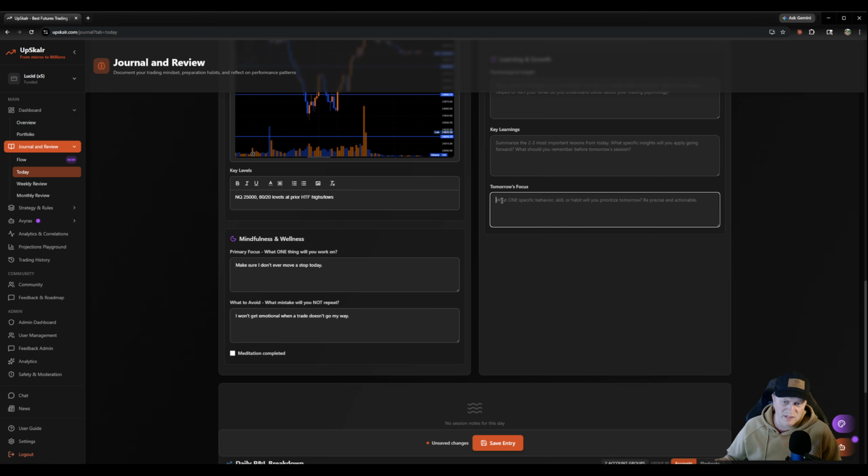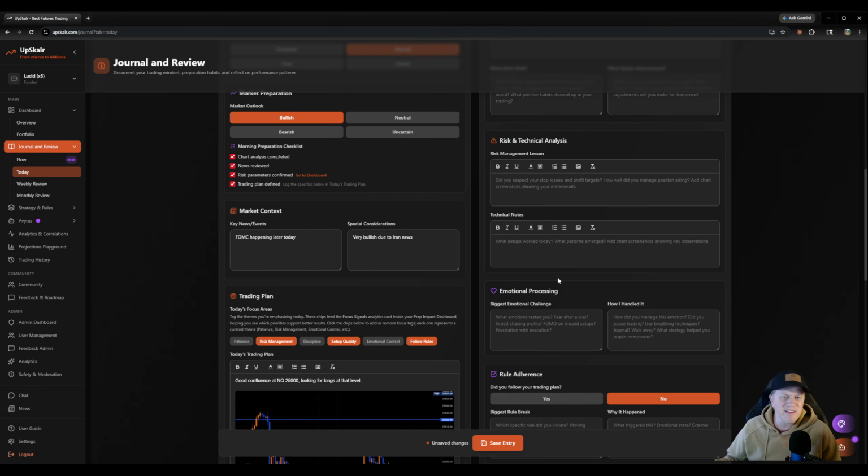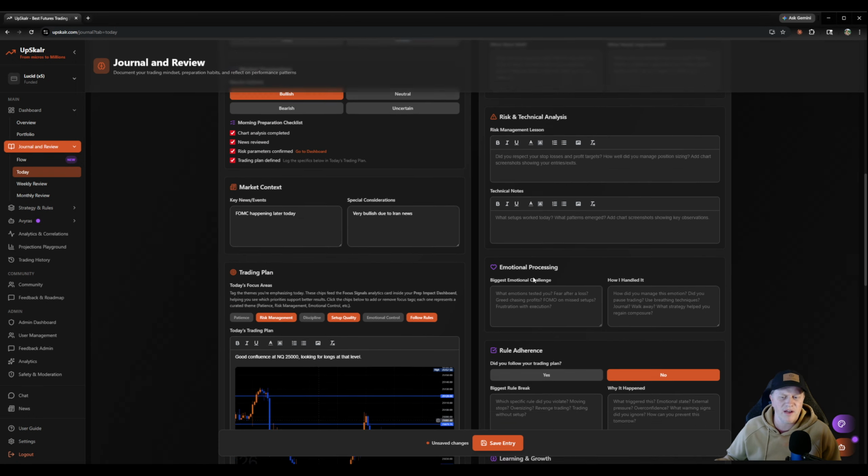And then here's a big one: tomorrow's focus. What is the one thing based on all that you've documented here? Maybe you've spent 20 minutes total between morning and evening, or 15 minutes total. What's the one thing that you're going to prioritize tomorrow to do better, right? What is the one specific behavior you're going to target? I hope this makes sense, right? This is really important to do every single day.